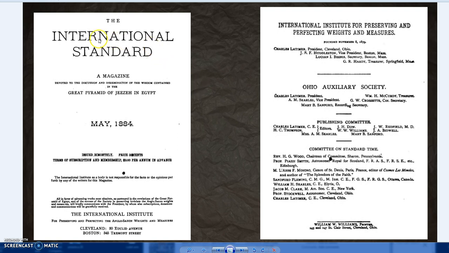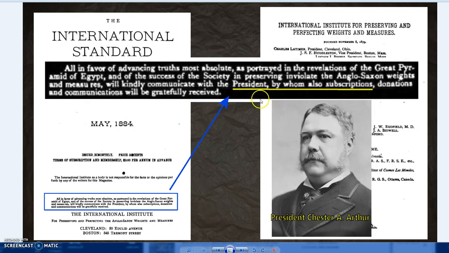They even were publishing magazines such as this International Standard, a magazine devoted to the discussion and dissemination of the wisdom created in the Great Pyramid of Giza. It was mostly about weights and measures, the International Institute for Preserving and Perfecting Weights and Measures, joining the Judeo-Christian and trying to connect it to these ancient places. And they were very important. They weren't just some little fringe group. They had very important connections.